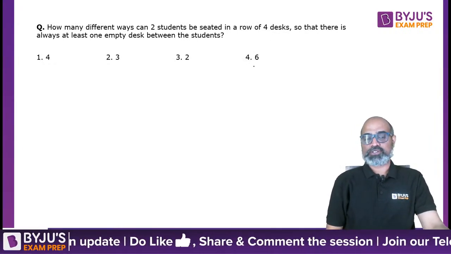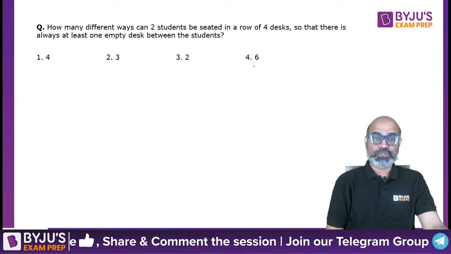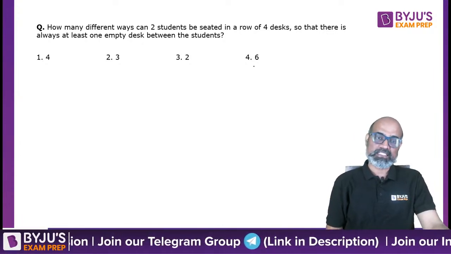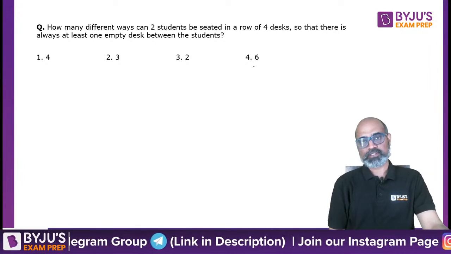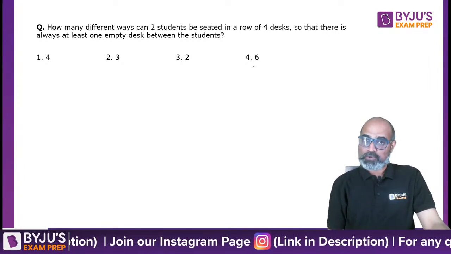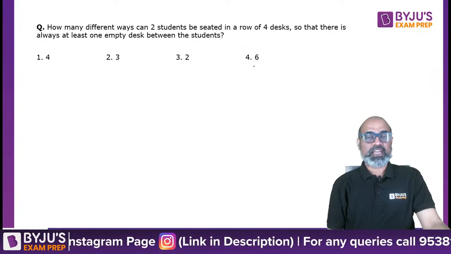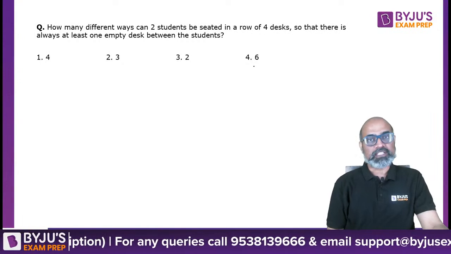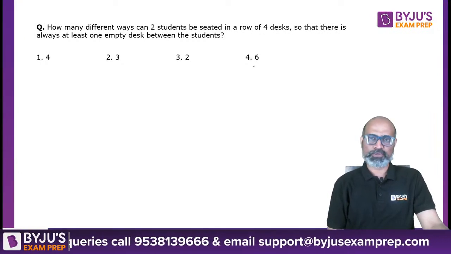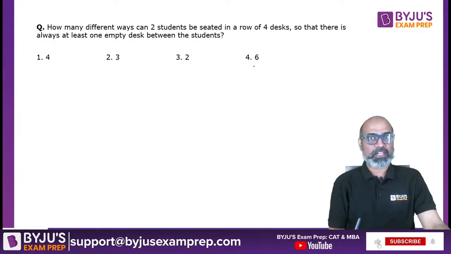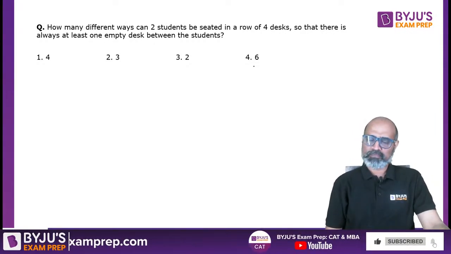Okay, next question. How many different ways can 2 students be seated in a row of 4 desks so that there is always at least one empty desk between the students? So this is a question on PNC, as in you have to count. Now, people jump to factorials or NCR or NPR. You don't have to do that. What you have to do is look at the options. If the options contain simple values, count it, make the cases.